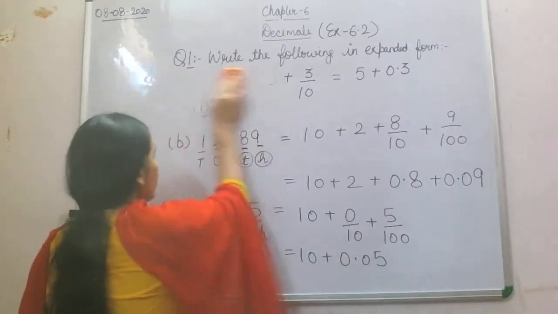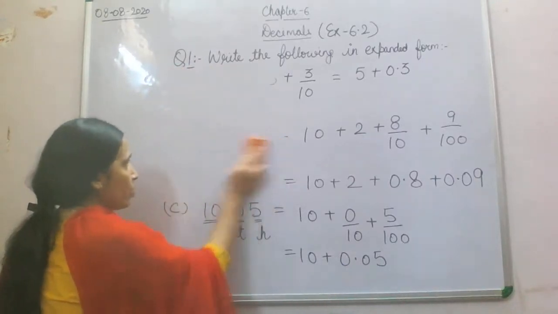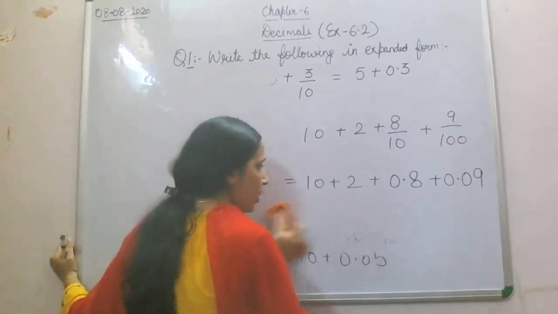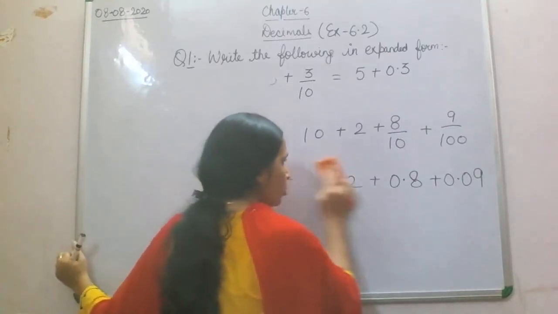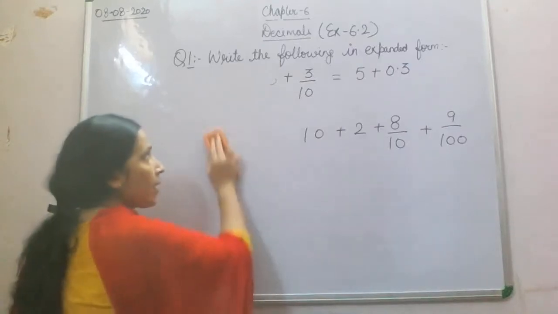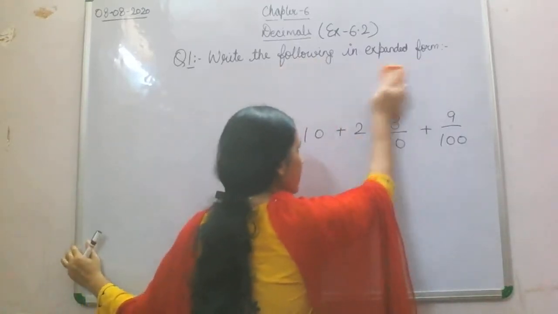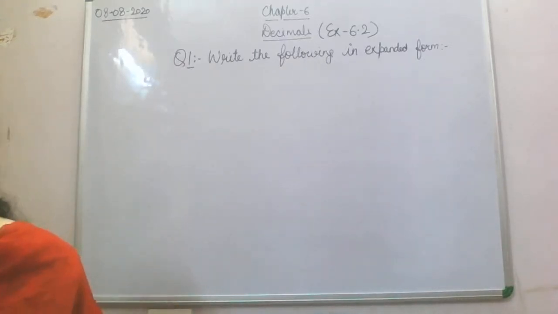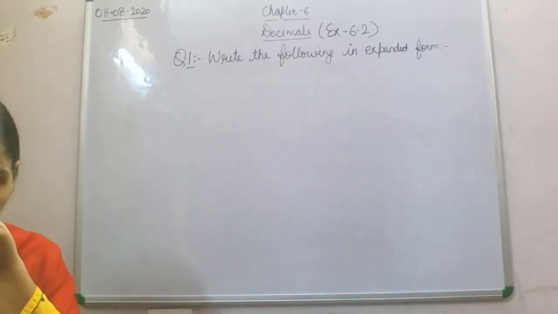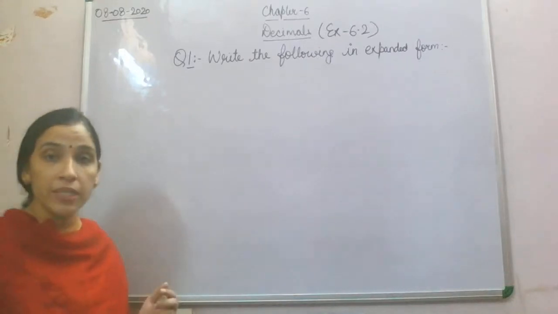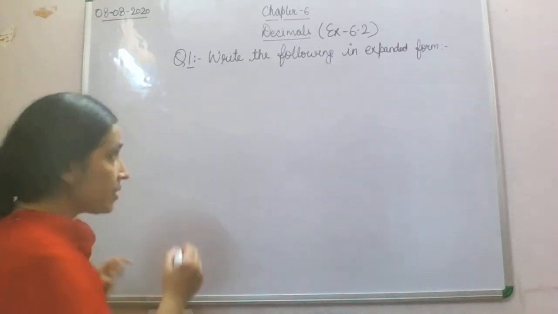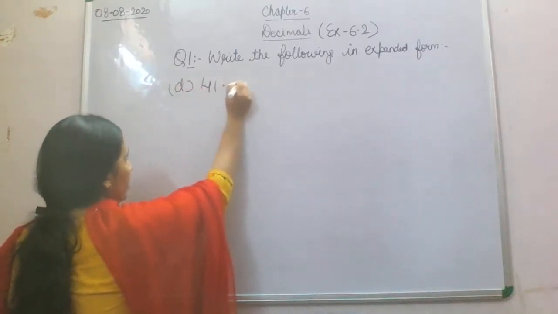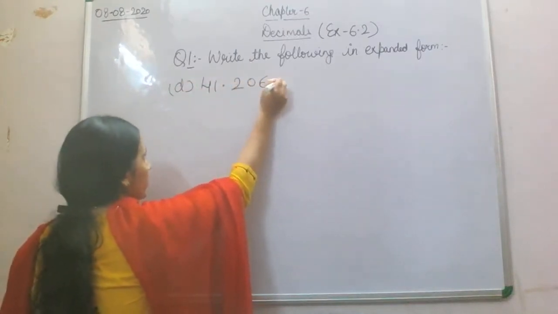So we'll start with D part of the same question. D part, again we will find the whole number part, and then we are going to find the decimal part. We will write that decimal part as a fraction, and after that we are going to write it in decimal form. So let's start it. D, 41.206.